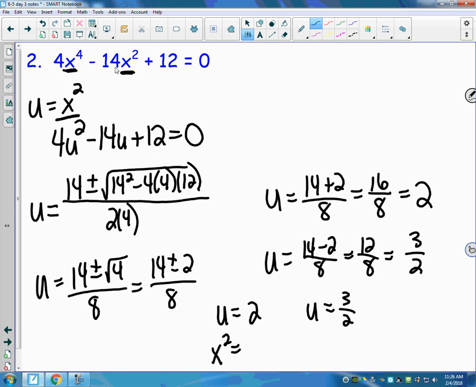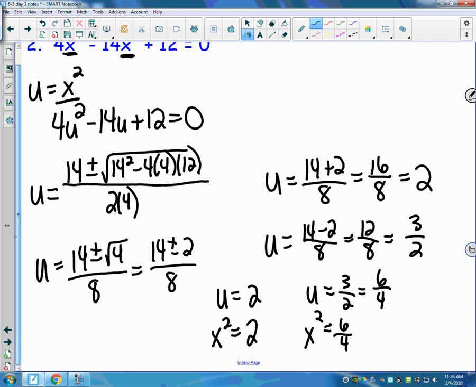So if u is x squared, then I can say x squared equals 2, or x squared equals 3/2, which I'm going to change. Instead of 3/2, I'm going to make it a 4 in the bottom, and I'll show you why in a minute, okay? Is 6 over 4 the same as 3 over 2? It is. So I'm going to make this 6 over 4, and I'll explain why in a second.